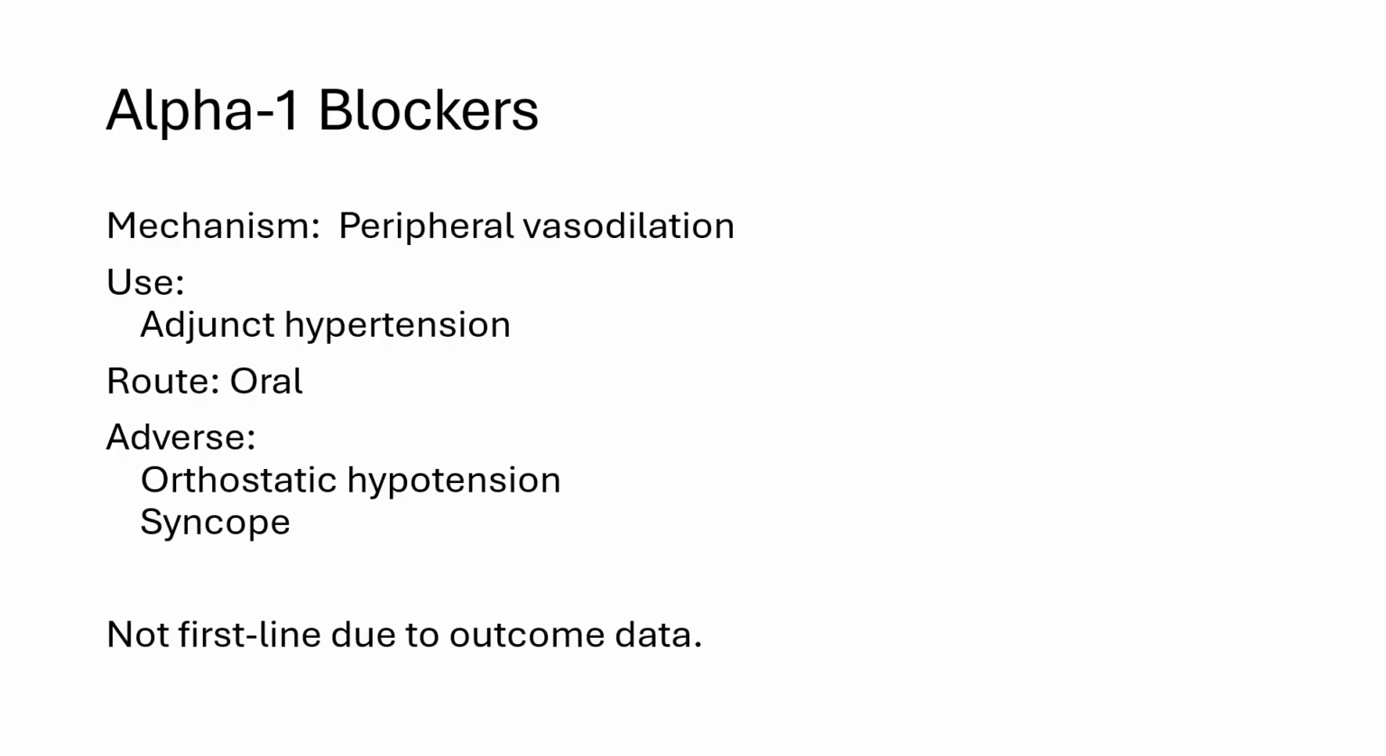Outcome trials have shown that they do not reduce cardiovascular events as effectively as other first-line classes such as thiazides, ACE inhibitors, ARBs, or calcium channel blockers. And so that explains why they are not typically first-line therapy. The primary adverse effects are orthostatic hypotension and syncope because they cause that vasodilation, particularly with the first dose. Patients can experience a significant drop in blood pressure when they're standing. So clinically, these agents may be considered when additional blood pressure control is needed, but they are not preferred as initial therapy due to that outcome data.